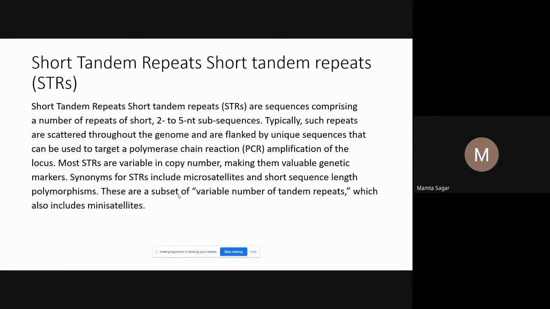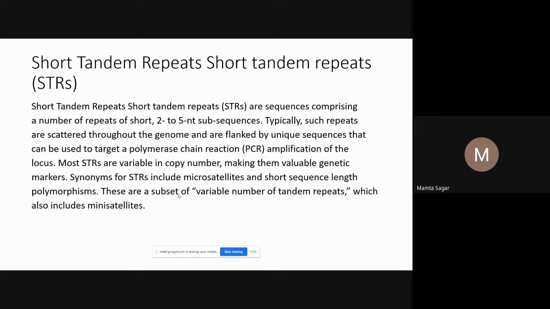So short tandem repeats means 2 to 5 nucleotide subsequences. There is a repetition of 2 nucleotides and 5 nucleotides. And the other types of repeats are microsatellite and minisatellite. In those we can have a large number of nucleotides, greater than the short tandem repeats, STR. Short tandem repeats are like 2 to 5, but in the microsatellite we can have many more. In the minisatellite also we can have more nucleotides that are repeated.